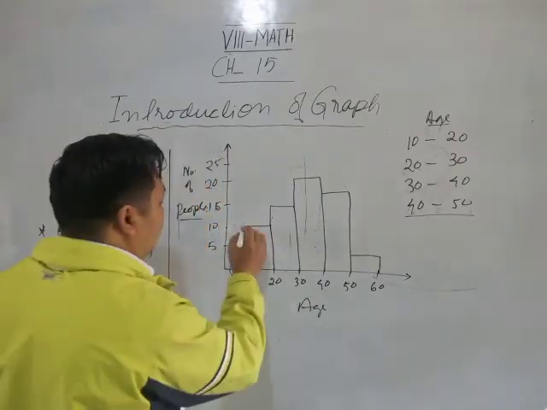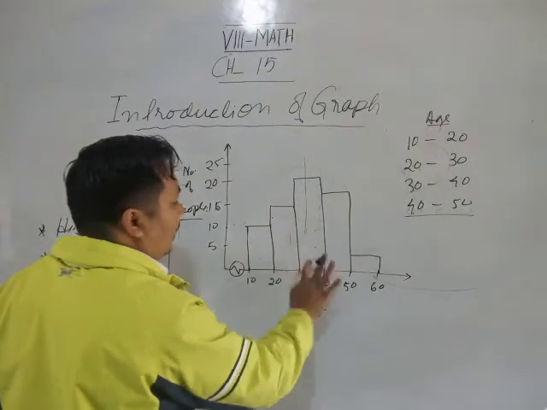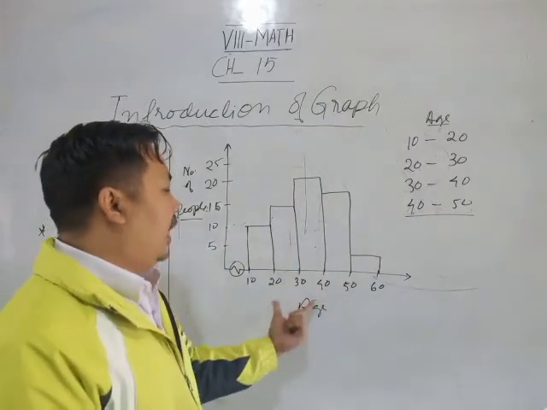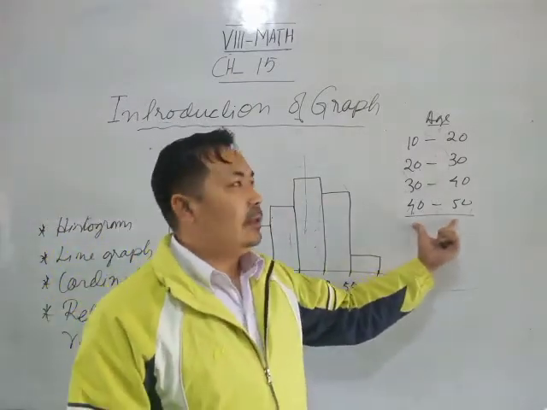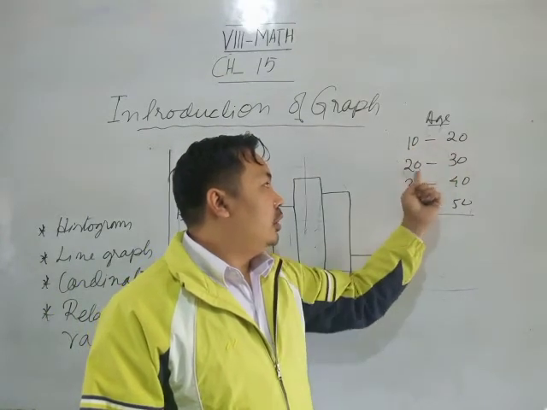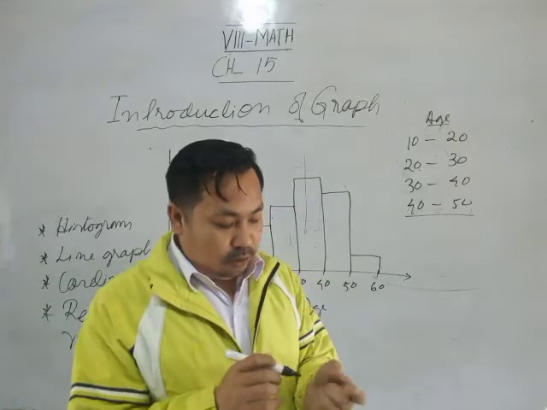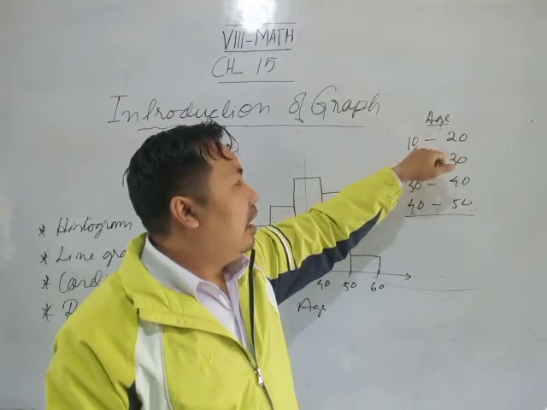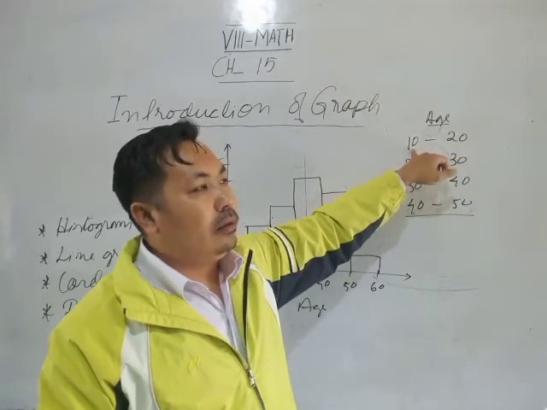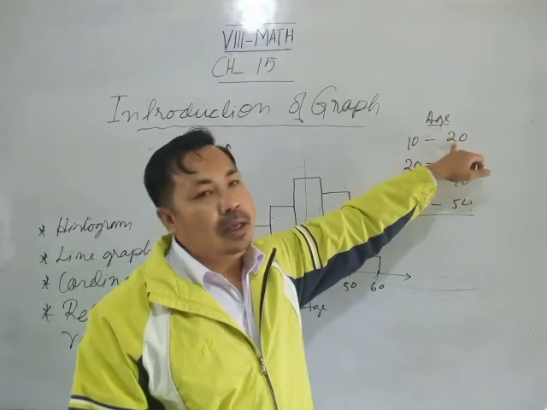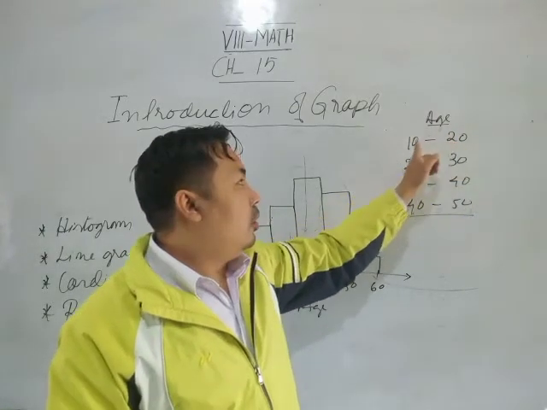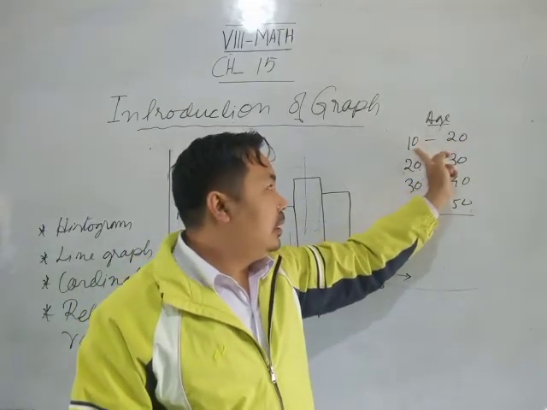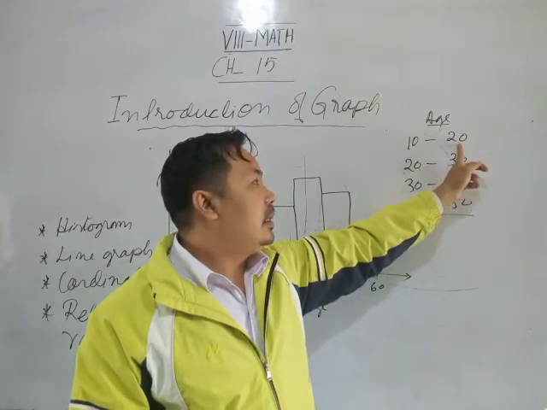Clear? Then in the histogram, you can see that the bars have no gaps in between. In the bar graph, gaps are there, isn't it? But here no gaps are in between, and the information is given in terms of intervals, like 10 to 20, 20 to 30, 30 to 40, 40 to 50. They are also called classes, and you can see that this 10 is called the lower class limit, and this is the upper class limit. You can see that this 20 is the upper class limit of this class, this interval here.